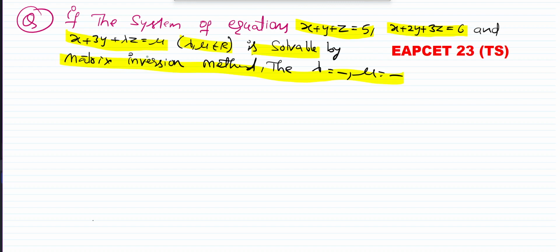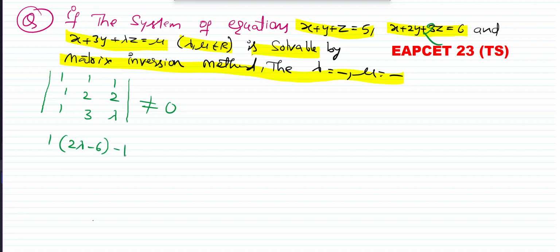To solve these equations by the matrix inversion method, the determinant of the coefficient matrix should not be equal to 0. The coefficient matrix has first row 1, 1, 1, second row 1, 2, 3, and third row 1, 3, λ, and its determinant is not equal to 0. Expanding the determinant: 1 into (2λ minus 6), minus 1 into (λ minus 3), plus 1 into (3 minus 2).